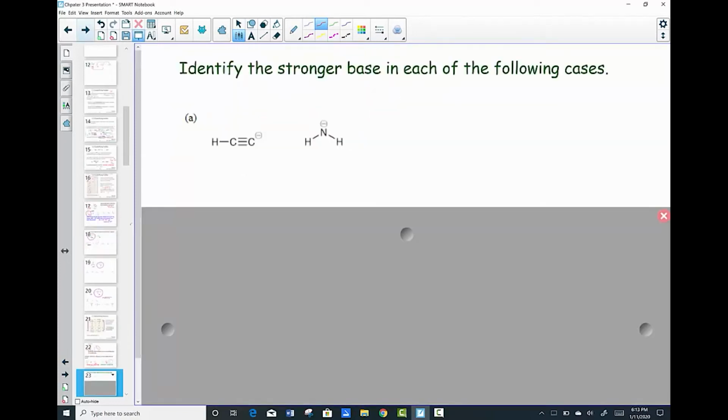Here's some more homework practice. Identify the stronger base in each of the following cases. Use the right side of the pKa chart. Those are the conjugate pairs.